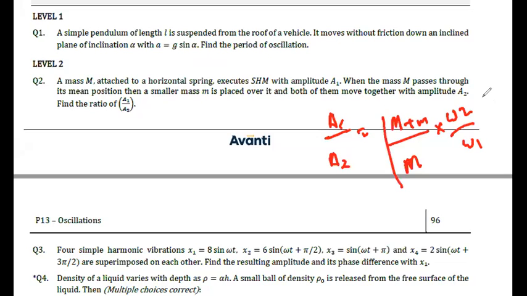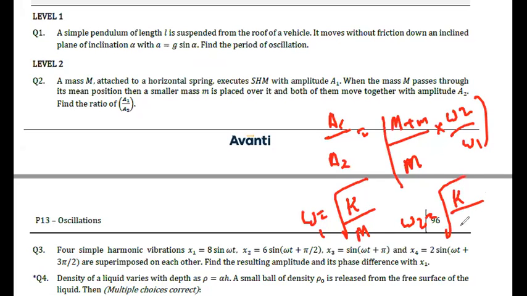And we know that omega is equal to root k by m. So omega 1 is equal to root k by capital M, and omega 2 is equal to root k by capital M plus small m. So put it in, you will get the answer. Got it? Everyone got this? Question number 2, clear?